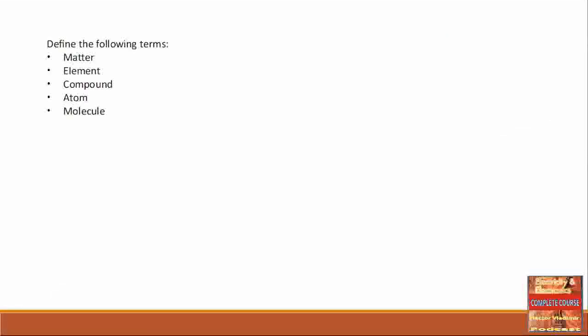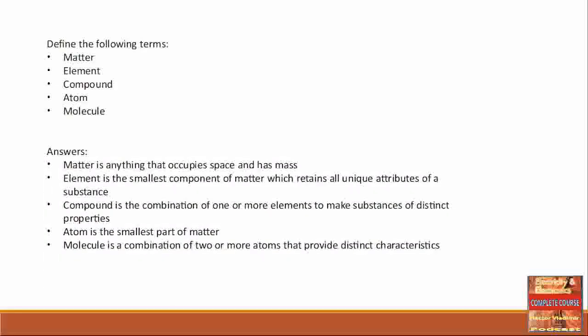Define the following terms. Matter is anything that occupies space and mass. Element is the smallest component of matter which retains all unique attributes of a substance. Compound is the combination of one or more elements to make substances of distinct properties. Atom is the smallest part of matter. A molecule is a combination of two or more atoms that provide distinct characteristics.